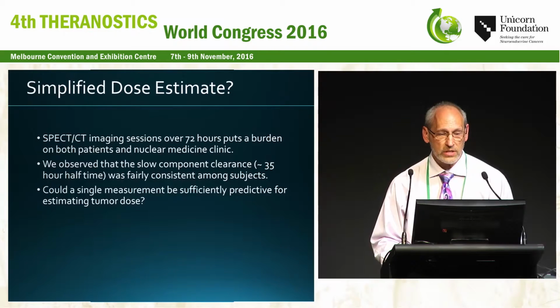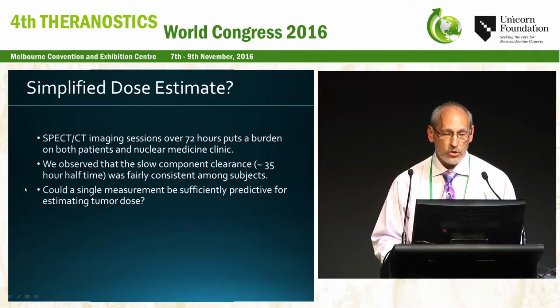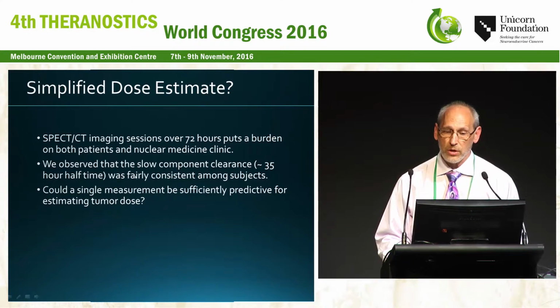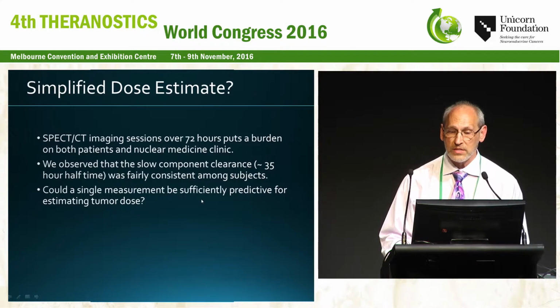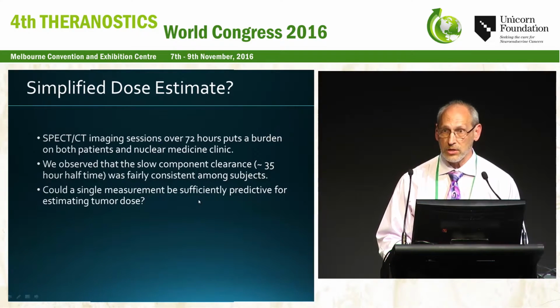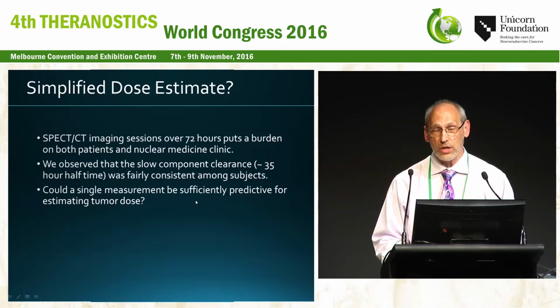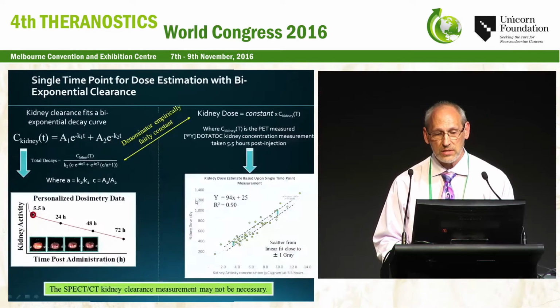But what we did observe was that the slow component clearance from the kidneys had a pretty constant 35-hour halftime, and it was fairly constant across subjects. So the question is, could a single measurement be sufficiently predictive to estimate tumor dose, so we wouldn't have to have the patient coming back and doing all these SPECT CTs?